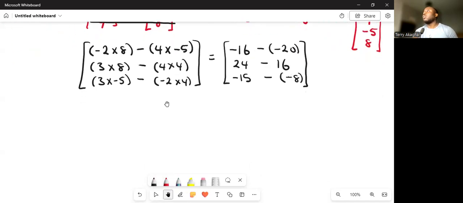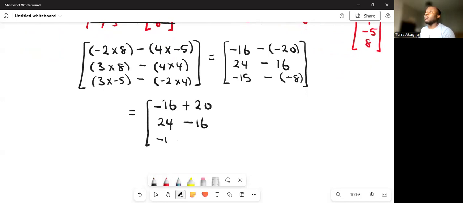Then we also continue the process. So it will be equal to minus 16 plus 20, because minus times minus will give us plus. We'll have 24 minus 16, and we have minus 15 plus 8. So minus 16 plus 20 is going to give us 4. 24 minus 16 is going to give us 8.